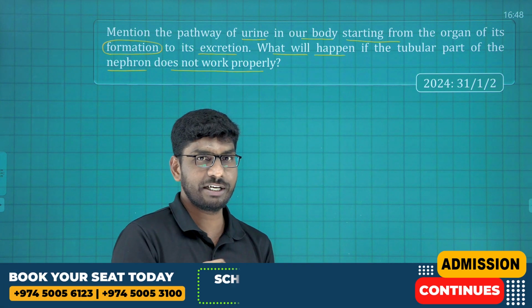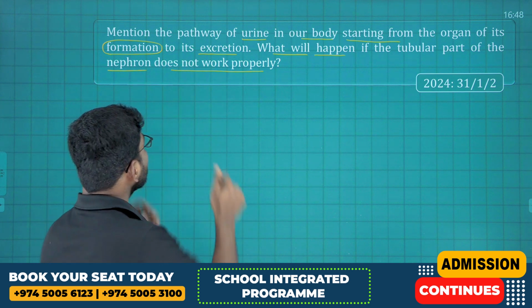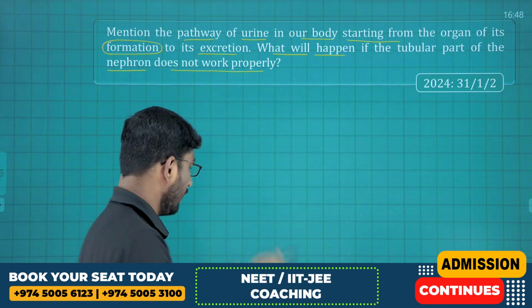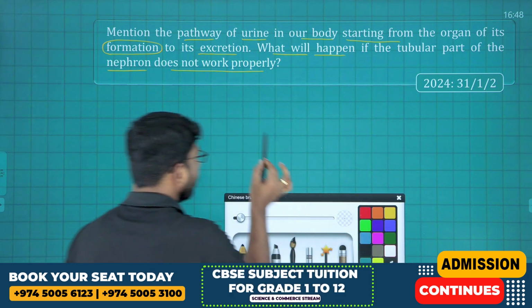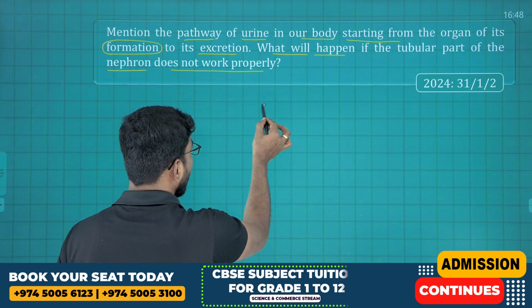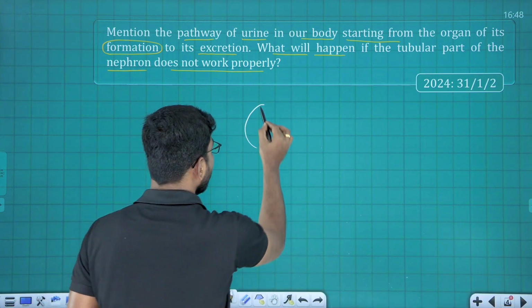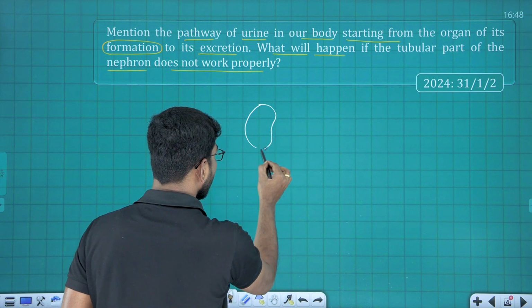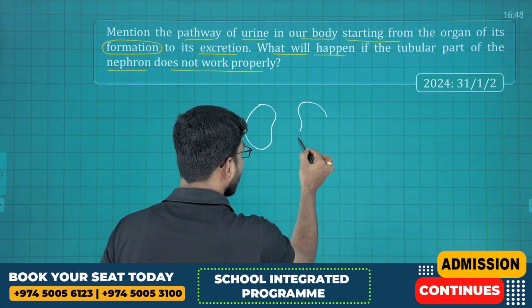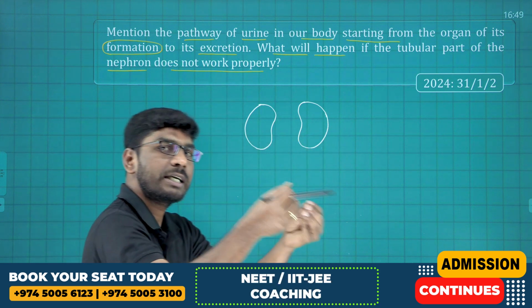But I'll explain this entire question from the beginning. Carefully listen here. They're asking, mention the pathway. They're asking pathway also, right? Let me explain the entire pathway. Now, where will the urine form, tell me? Urine formation takes place in the kidney. Look at here. Here I'm writing, this is a pair of human kidneys, right? Now, exactly in the kidney, the urine formation takes place.